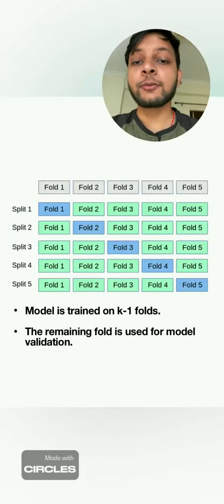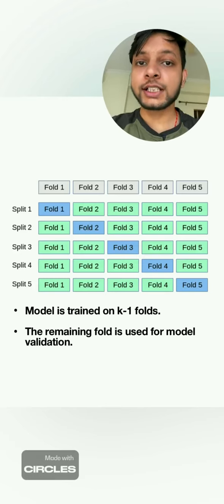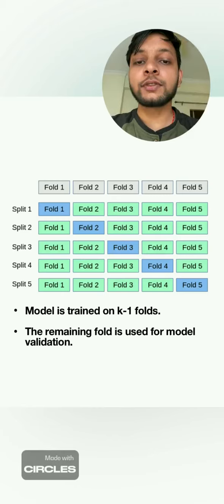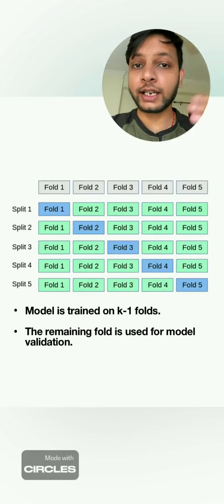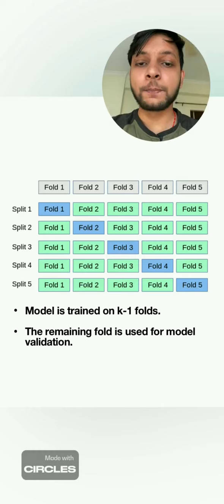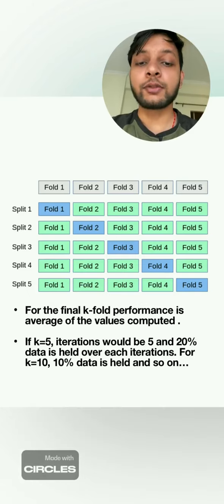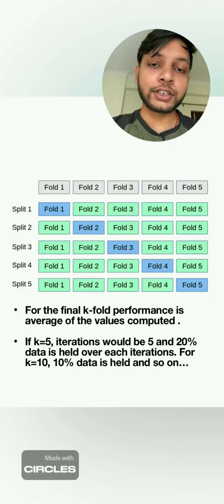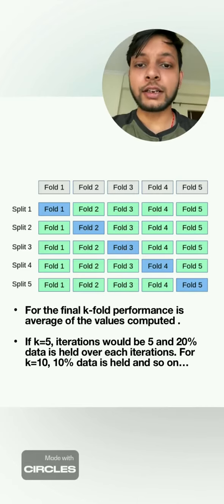In the next step, we would have 5 iterations as well, and in each iteration we would have those 5 folds. In each iteration we would use 4 of those folds, or you could say k minus 1 folds, for training and the final fold for validation. After each step we would have a validation value, and after 5 iterations we would have 5 validation values. We would average those out to get the final validation value in k-fold.